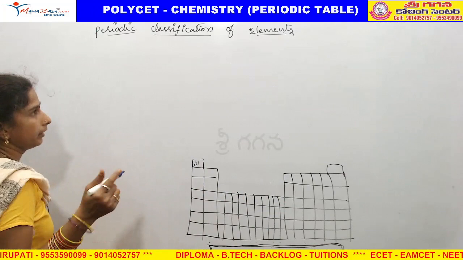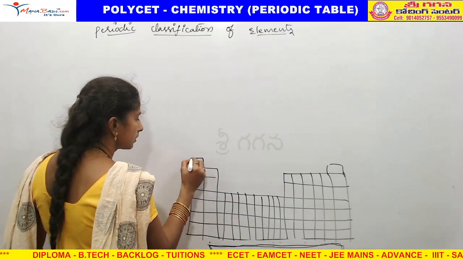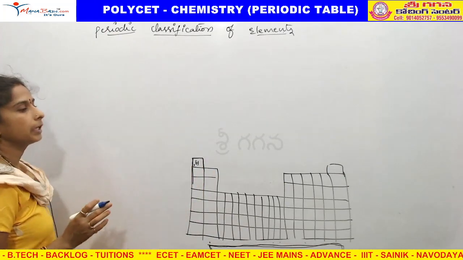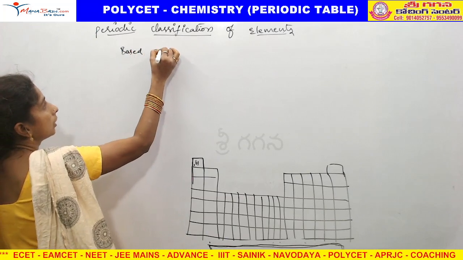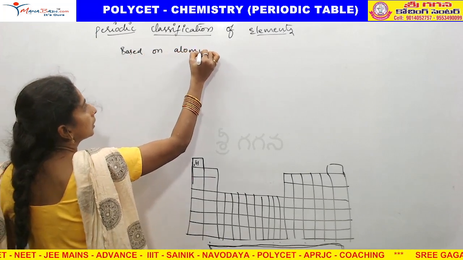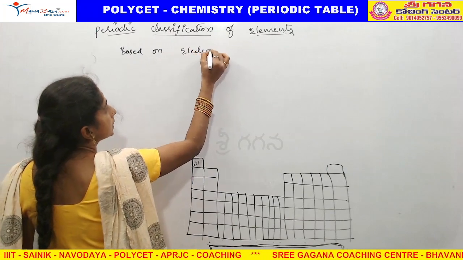And the next very successful arrangement in this periodic table is based on electronic configuration.